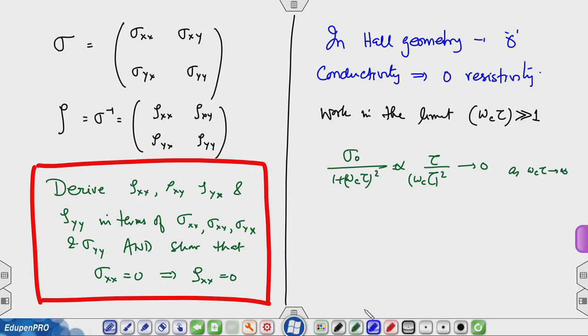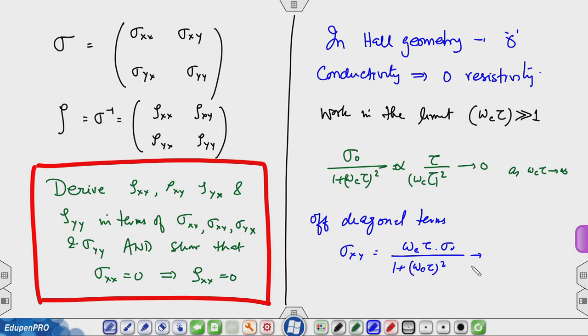And the off diagonal terms, sigma xy, which is proportional to omega c tau over 1 plus omega c tau whole square times sigma 0, will go to n e square over eB. Sorry, this is not e square, so I will erase this. This goes to n e over B.